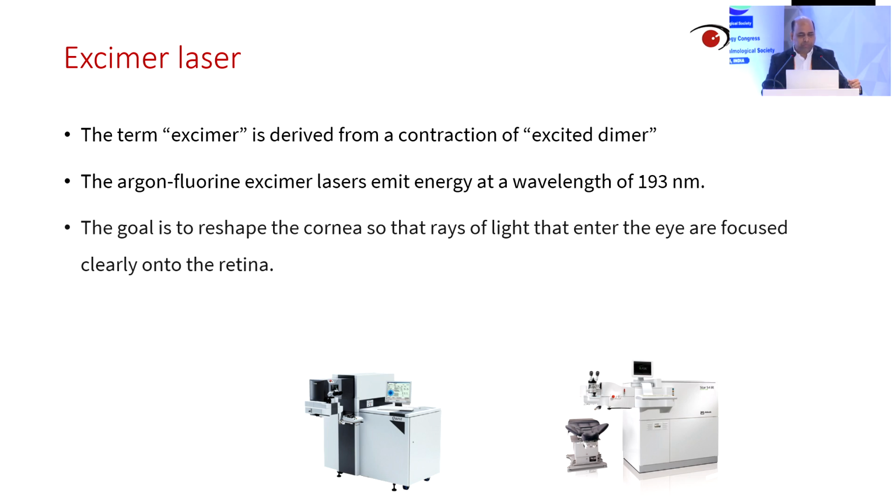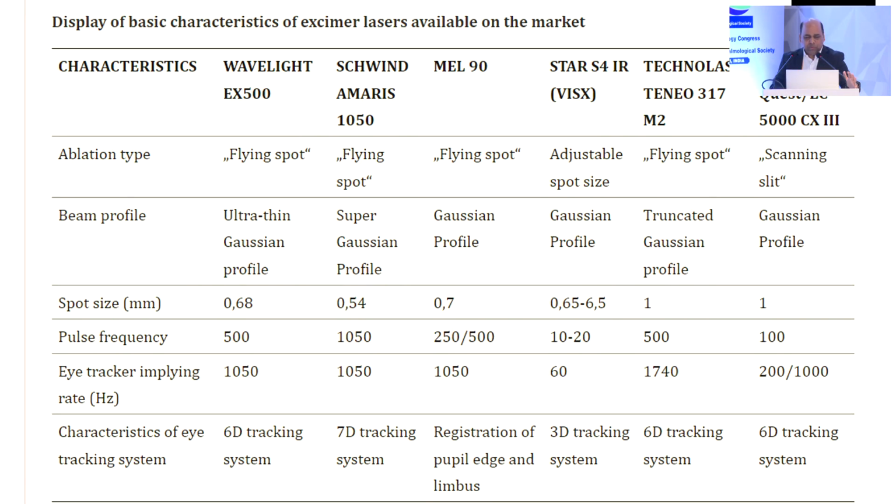So coming to excimers, excimer is derived from the contraction of excited dimer, and the goal of the excimer is to reshape the cornea. Patients mostly ask what you will do in laser. So we have to explain that we are going to reshape the cornea so that light focuses on the correct point on the retina. These are the different laser-based systems available in the market, and almost all the machines have shifted to the flying spot laser, which is the most accurate and quickest laser now. And all machines have an iris tracking system, because patients move when you're doing laser. So with the iris tracker, there won't be any effect on the ablation.